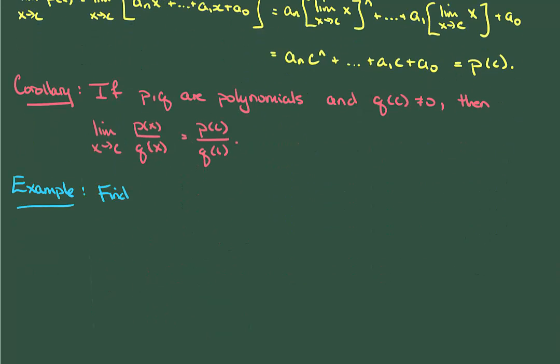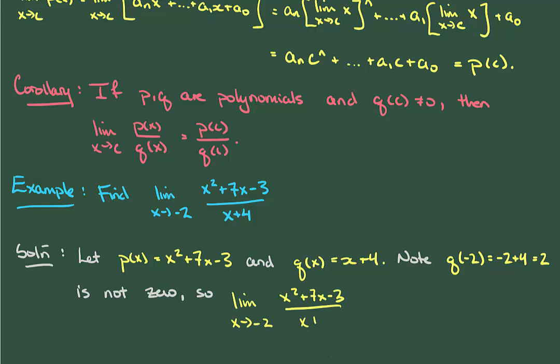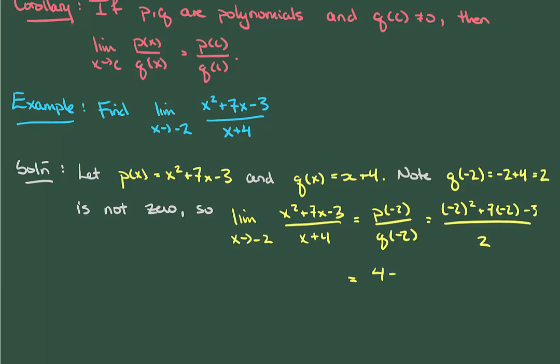Putting this to work, let's find the limit of the following rational function. Let's take p of x to be the numerator and q of x to be the denominator. Plugging -2 into q gives out a non-zero value, so the corollary above applies. And the value of the limit can be determined by plugging -2 into everything. So if we work through this little bit of arithmetic, we eventually arrive at an answer of -13/2. So we've now learned how to break large limits into smaller limits in order to solve them more easily.